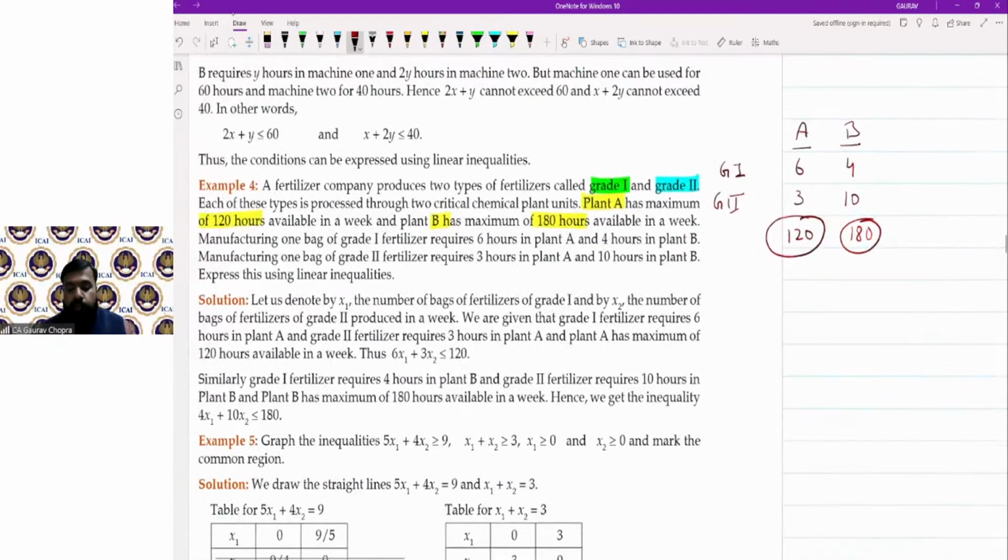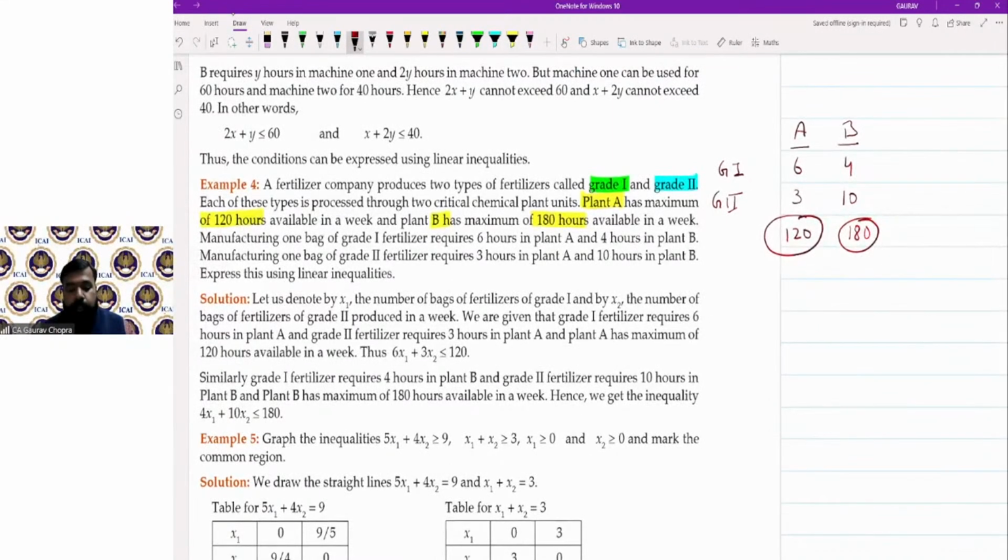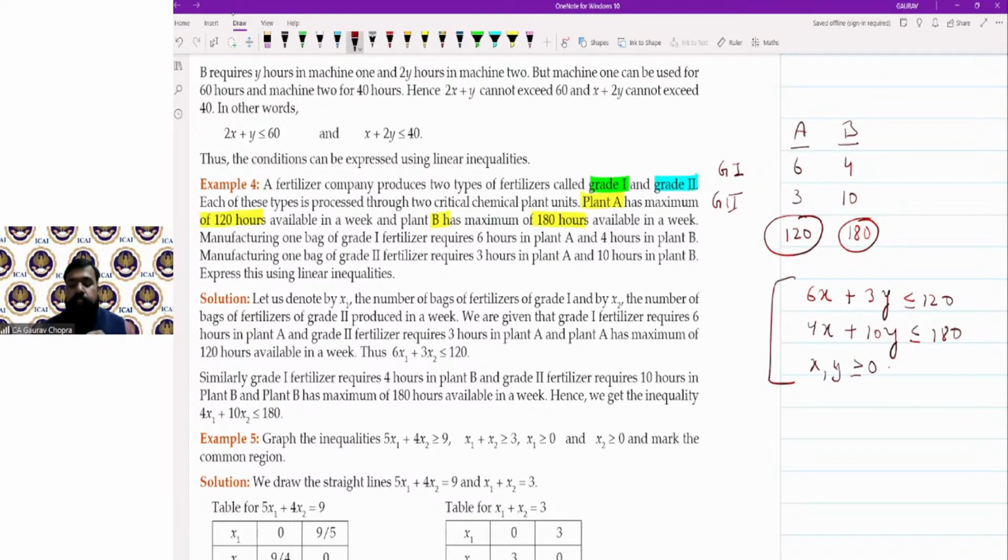So 6x plus 3y will be less than or equal to 120. Second, 4x plus 10y less than or equal to 180. And x and y should be greater than or equal to 0. Simply we have to form these inequalities. That's it.